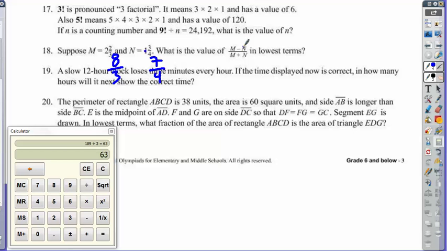Since we're subtracting and adding, we know we need a common denominator. The common denominator can be 12, since 3 times 4 is 12. 4 times 8 is 32.